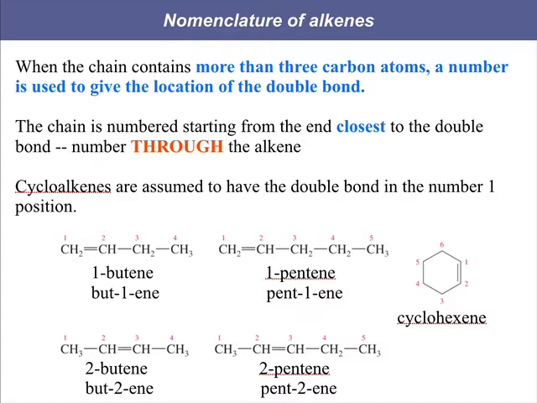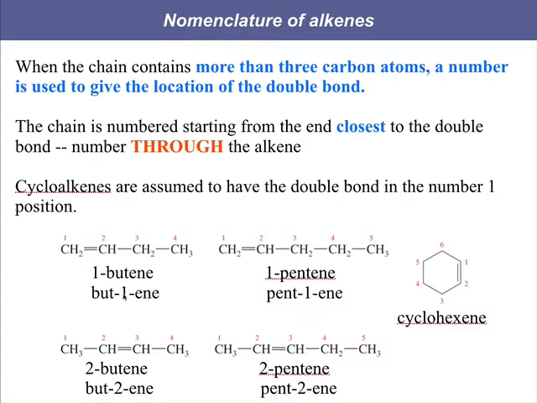In the old naming system, notice that we put the number indicating the location of the double bond. We append that to the beginning of the name. 1-butene, 2-butene, 1-pentene, 2-pentene. In the new naming system, we split the root. So we split the but and the ene, and we put the 1 in between it.